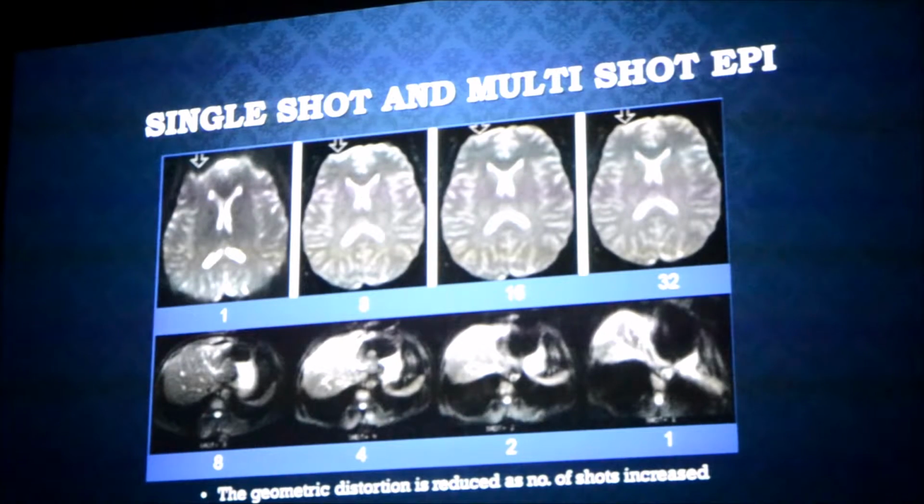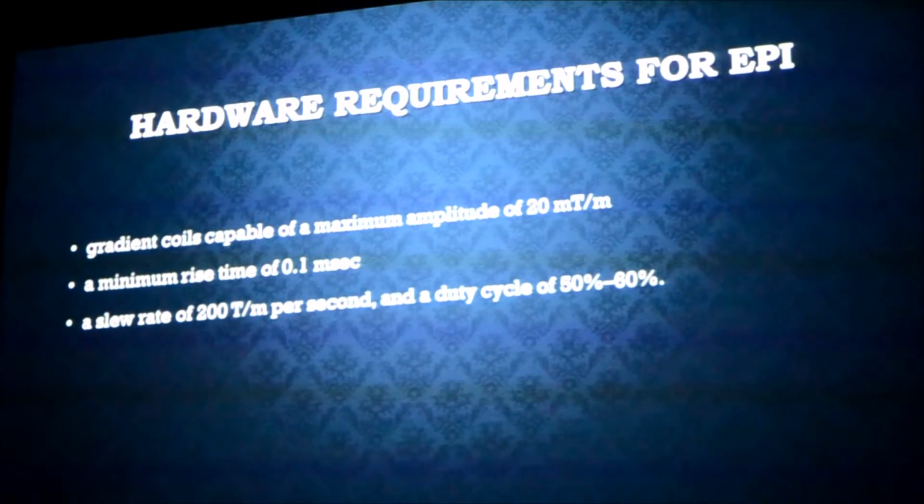In this image, we are seeing single shot EPI and its comparison with multi-shot EPI. As we can see, there is image geometric distortion in the image taken from a single shot EPI, and as we move to multi-shot EPI, as the shots increase, the geometric distortion decreases. A similar thing is shown in this image: in a single shot EPI, we have an image with very poor resolution, but as we move toward multi-shot EPI and the shots increase, our resolution and the quality of the image get better.